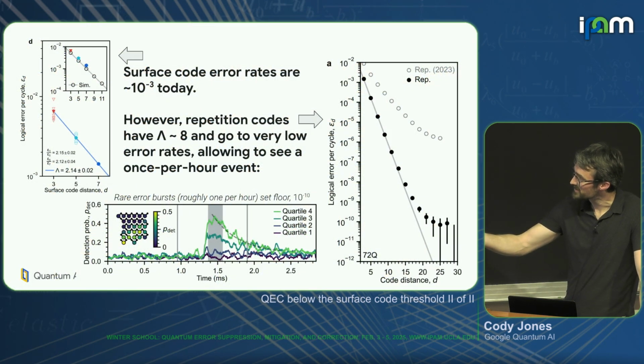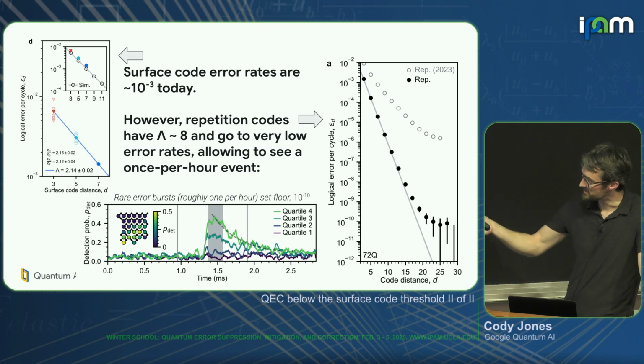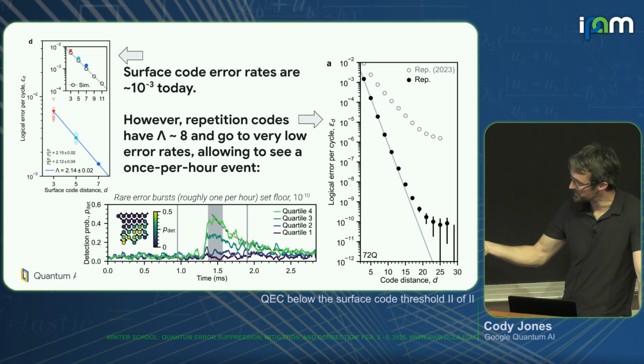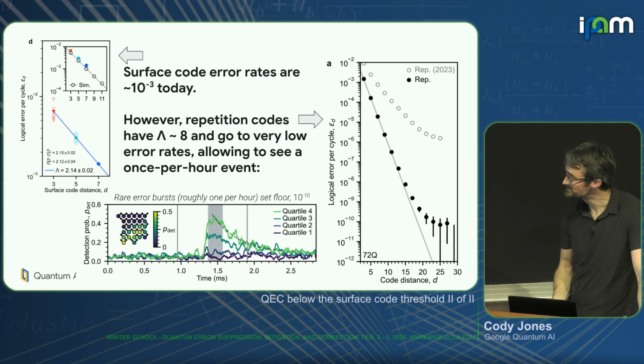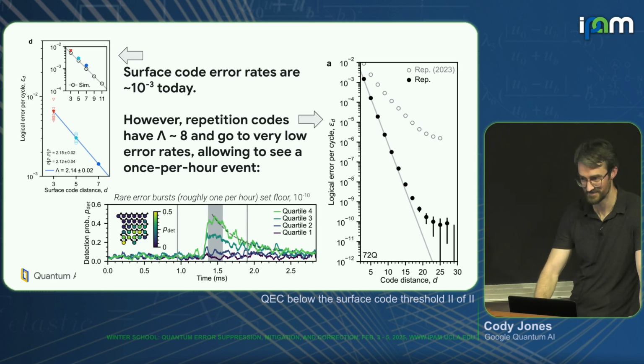Yeah, so surface code error rates are about 10 to the minus 3, and the best ones are about 10 to the minus 3, which, if you look on this plot, is way up here near the top. And with repetition codes, we can probe very rare error events. Yep. Thank you.